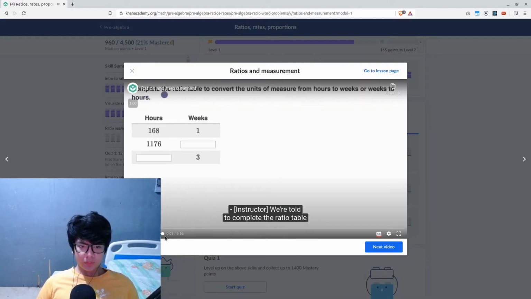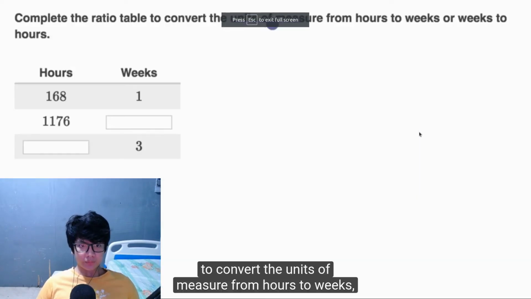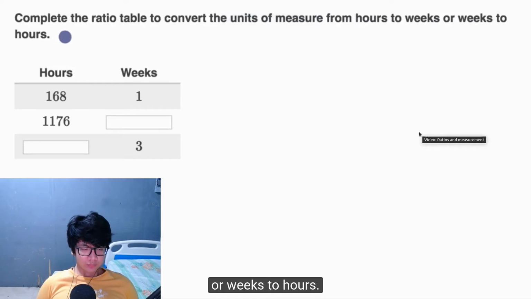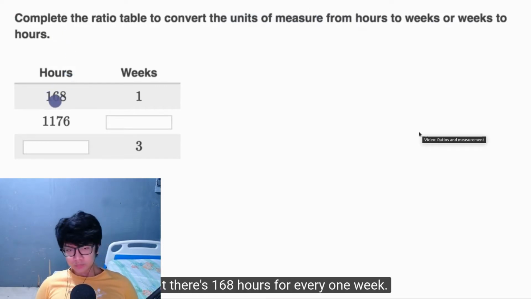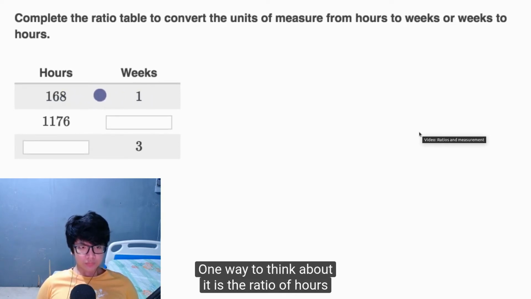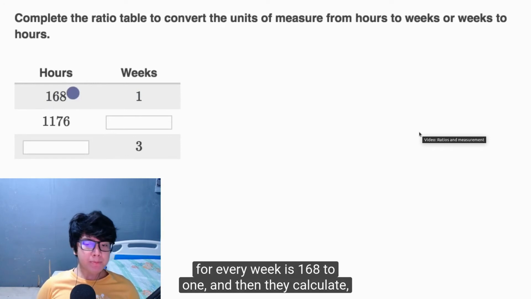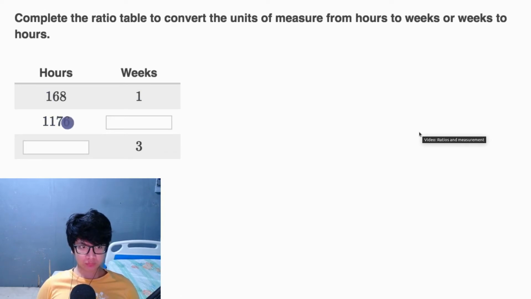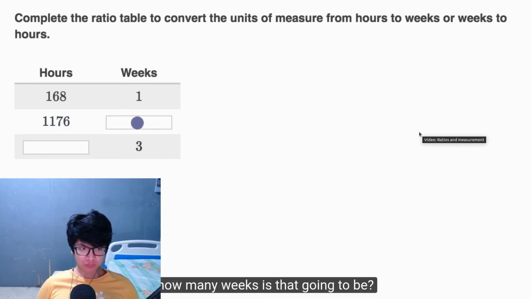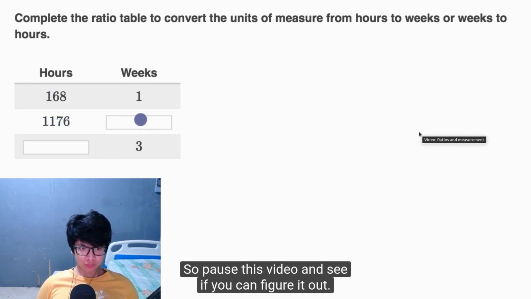We're told to complete the ratio table to convert the units of measure from hours to weeks or weeks to hours. So we see here, they've told us already that there's 168 hours for every 1 week. One way to think about it is the ratio of hours for every week is 168 to 1. And then they ask, well, if we have 1,176 hours, how many weeks is that going to be? So pause this video and see if you can figure it out.